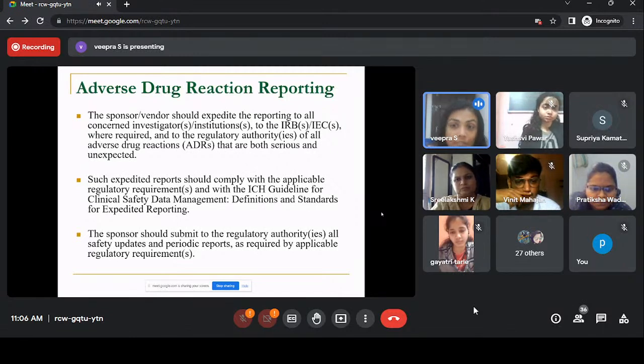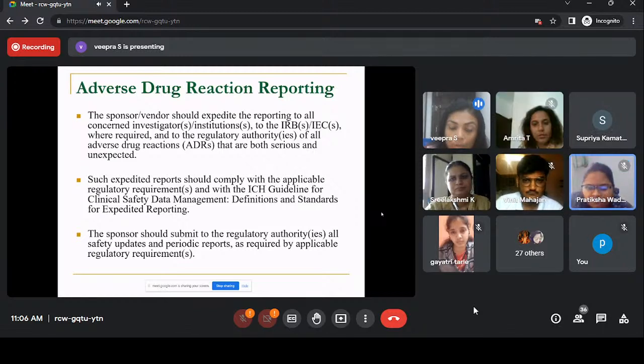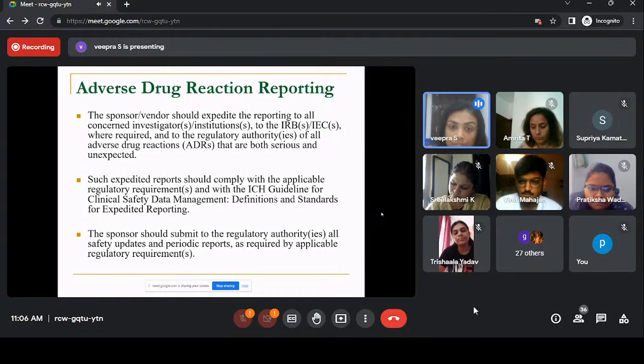So what is the timeline in India for the investigators? Within 24 hours. Then the follow-up report? 14 days. So for the sponsors, they have given 14 days. Okay, the sponsors need to do the reporting to the regulatory authority within 14 days.